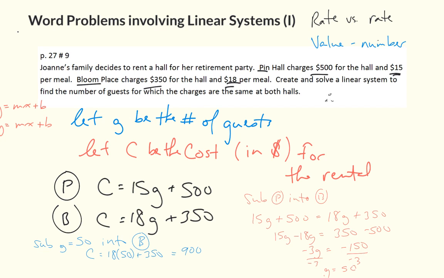Therefore, the cost will be the same. The question didn't ask, but I'm just going to mention that it was $900 for 50 guests. Okay, so two equations, both y equals mx plus b form, and then substituting one into the other is easy, and make a nice therefore statement.